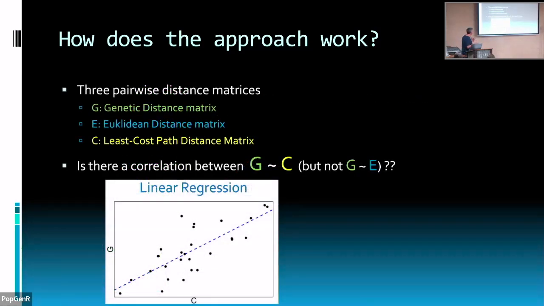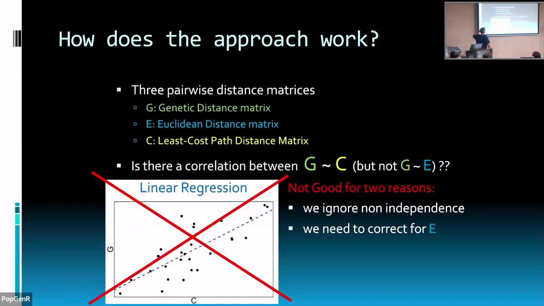So we have three matrices, and the question is how we get them together. And if you just do G versus your cost distance, you could try to do that, but why is it not a good idea? You want to have a correlation between your cost distance and your genetic distance, but not between your genetic distance and your Euclidean distance, because that's a null model. But there's a catch. What is the catch? You could do a linear regression and done. The catch is actually, these could be highly correlated, and unfortunately quite often they are. They're not independent from each other.